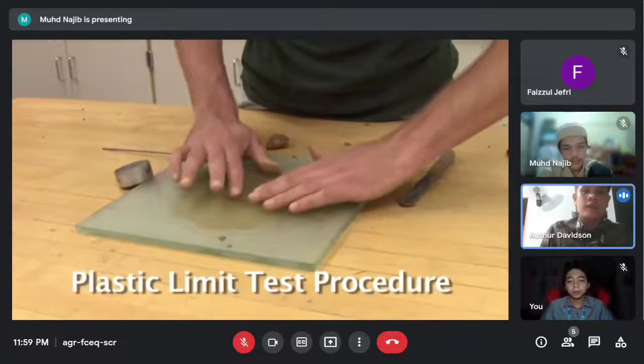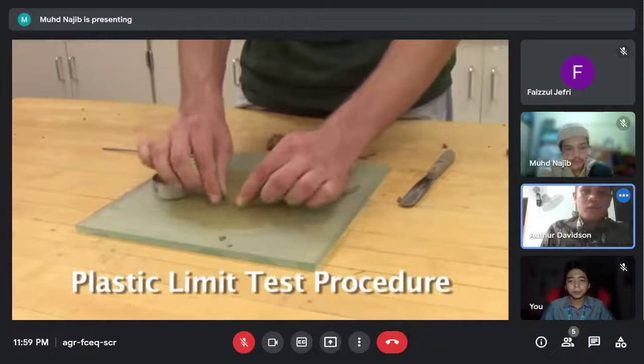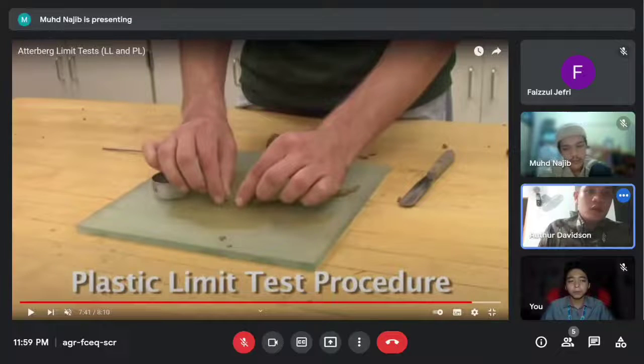When the diameter of the thread reaches the correct diameter, pause. Break the thread into several pieces. Knead and reform the pieces into ellipsoidal masses and re-roll them. Continue this alternate rolling, gathering together, kneading and re-rolling until the thread crumbles under the pressure required for rolling and can no longer be rolled into a 3.2 mm diameter thread.